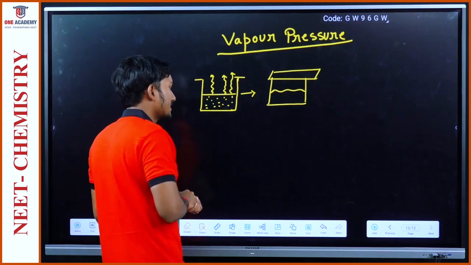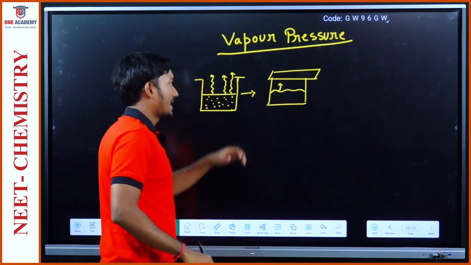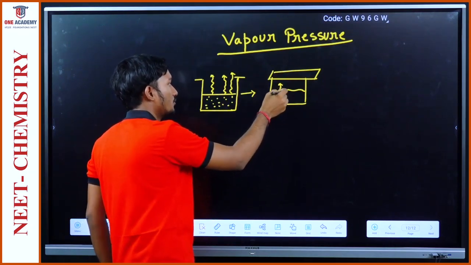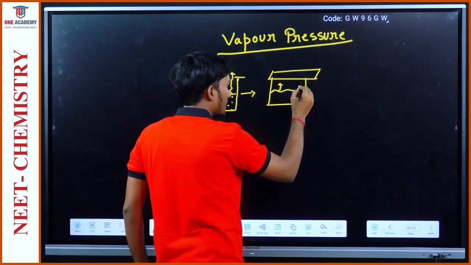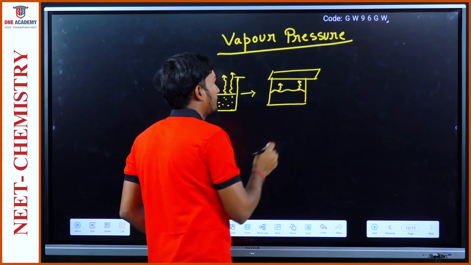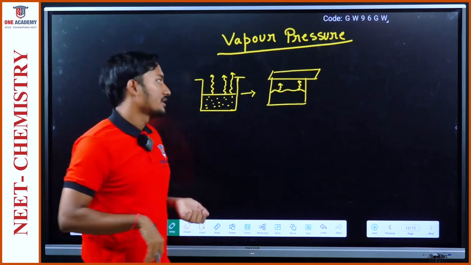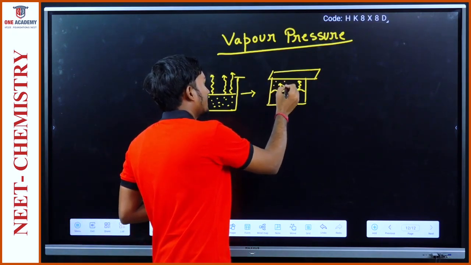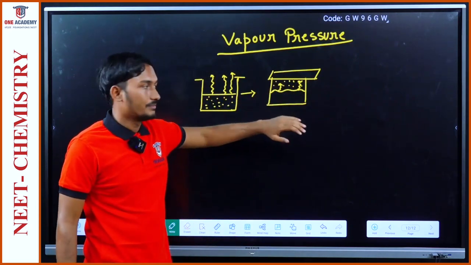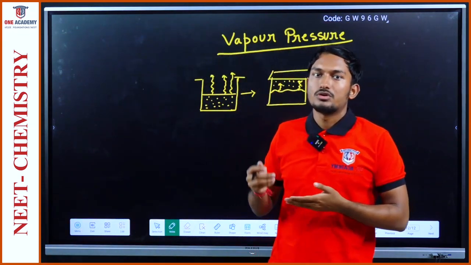So what will happen in this case? Like previously, some gas molecules from the liquid will be generated because of evaporation. When the evaporation first starts, the rate of evaporation is very high. That means the space over there will be filled up by the gas molecules of this liquid, molecules that have evaporated out of the solution.